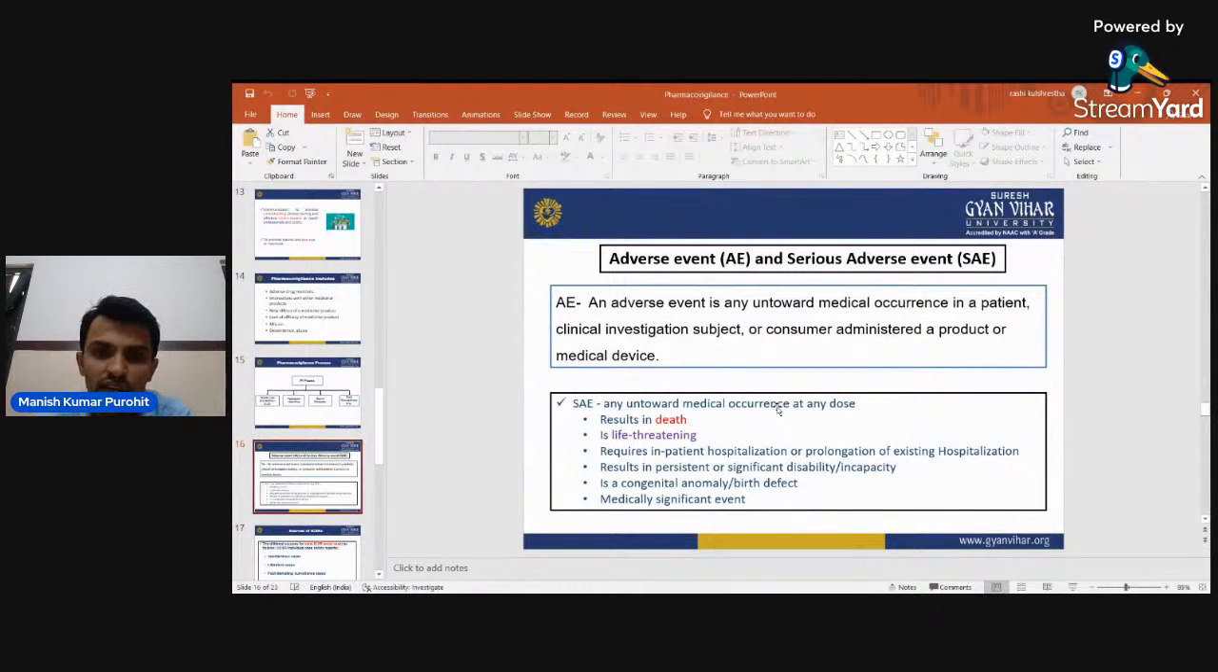What is an adverse event? An adverse event is any unwanted medical occurrence in the patient. It may be harmful or manageable, but a serious adverse event is mostly very harmful. It may cause death or be life threatening, or the patient may require hospitalization. Pharmacovigilance people mostly focus on the more serious adverse events, because every drug has side effects and adverse effects, but we can manage them, while we try to avoid the serious adverse events.